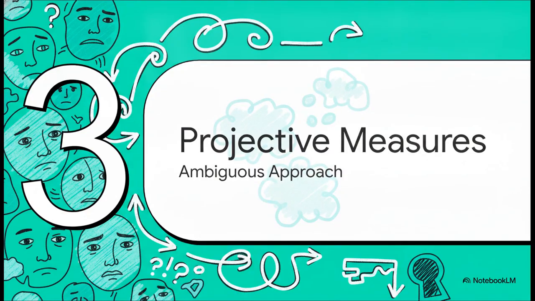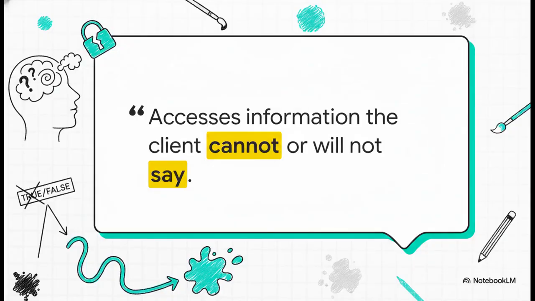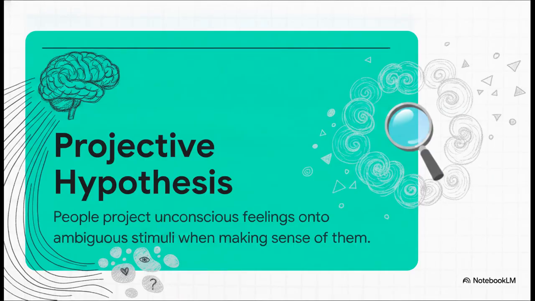Which brings us to section 3. Projective, the ambiguous approach. This quote right here perfectly captures the vibe of our next tool. Projective measures basically act like a back door. They are designed specifically to bypass a client's conscious filters. They totally step away from that rigid true or false format and dive headfirst into the realm of the entirely unstructured. This whole approach is deeply rooted in the 1930s psychoanalytic theories of Freud and Jung.